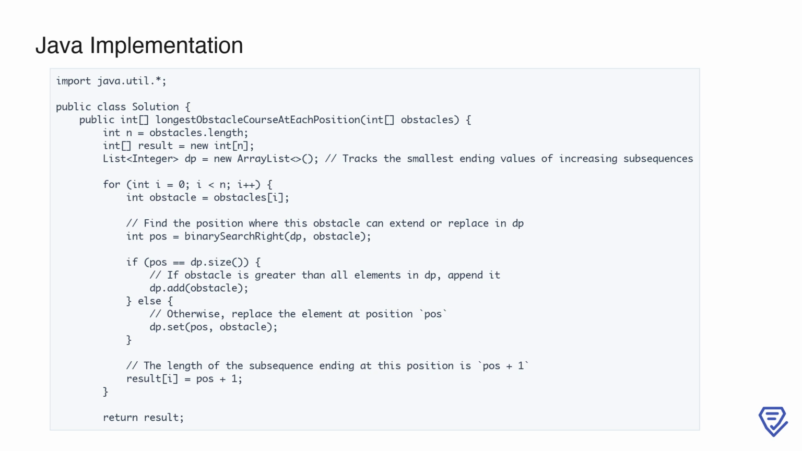As we iterate through the obstacles, for each obstacle, we determine its position in the dp list using a helper method called binary search right. This position tells us where the current obstacle can either extend or replace a value in the subsequence. If the position equals the size of the dp list, it means the obstacle can extend the subsequence, so we append it. Otherwise, we replace the element at the calculated position in dp. Finally, we record the length of the subsequence ending at the current position, which is pos plus 1, and store it in the result array.